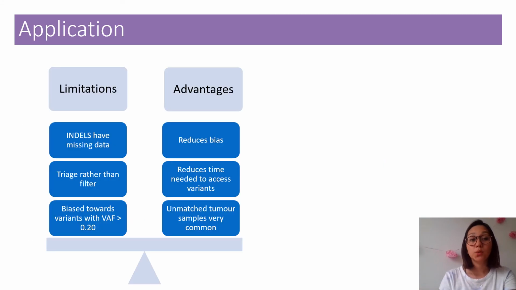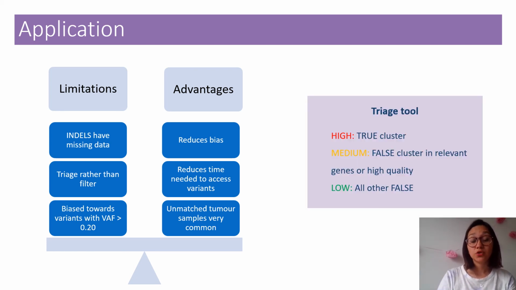So if we want to apply this method to other data, we have to take into consideration the limitations and advantages. So for the most part, indels didn't do so well. In my case, I used it as a triage tool rather than a strict filter, and it was slightly biased towards variants with VAF greater than 20%. However, it did reduce the bias, and it did reduce the time that I needed to assess variants. So in my case, it was introduced into my own pipeline.